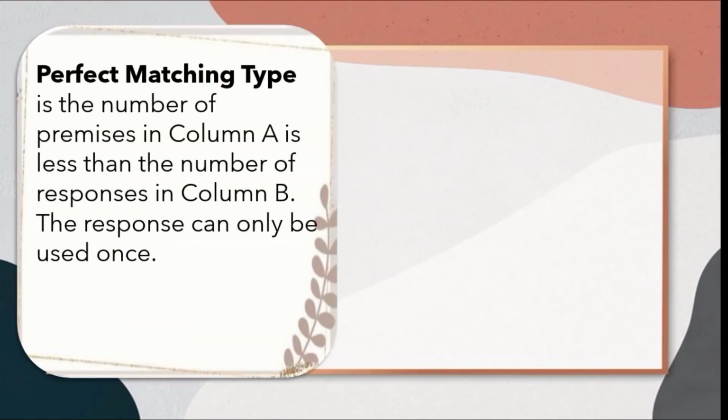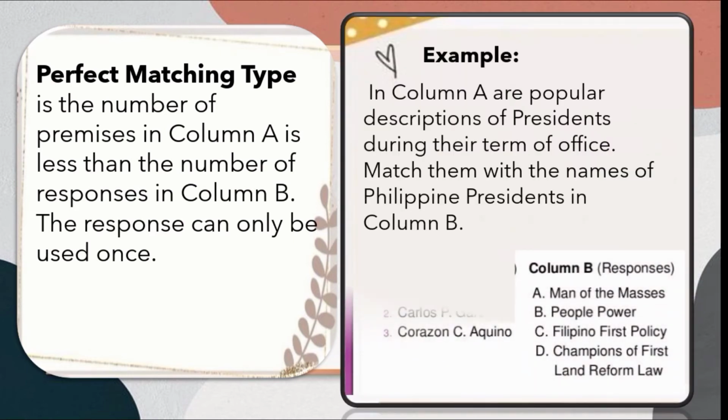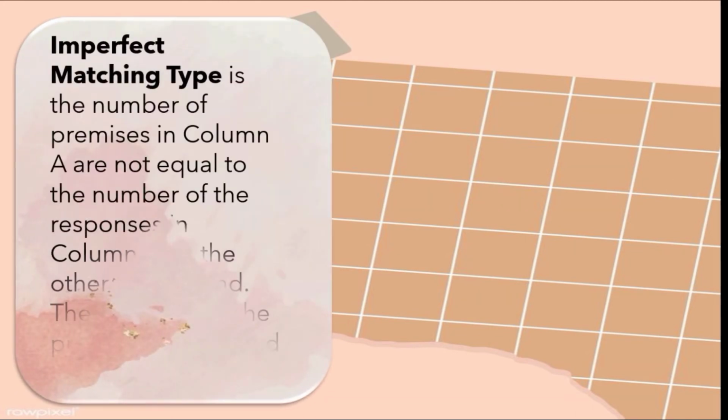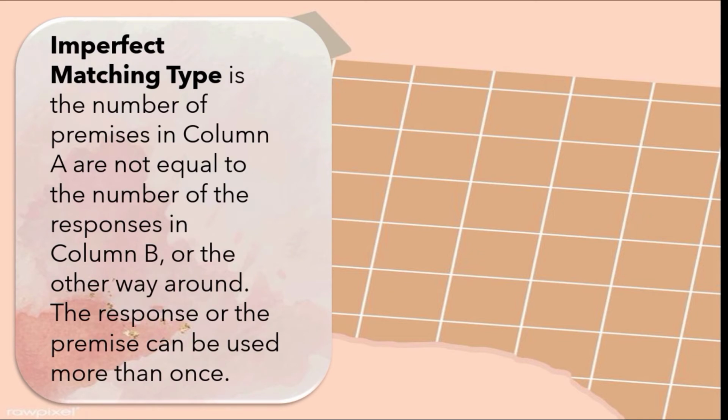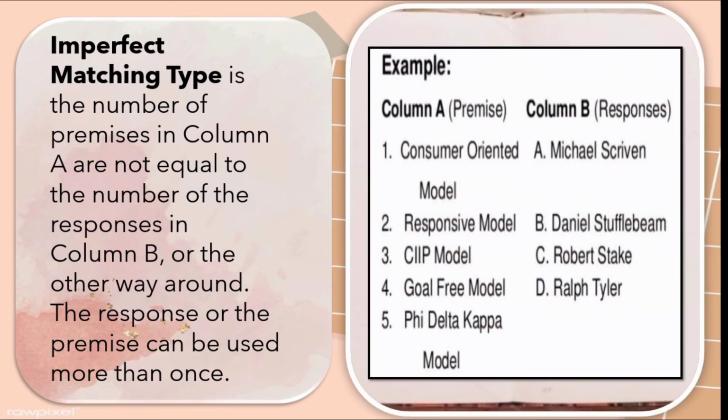And also the perfect matching type. So for you to understand it well, here is an example. In column A are popular descriptions of presidents during their term of office. So the number of premises in column A is less than the number of responses in column B. Then we have the imperfect matching type, where the number of premises in column A is not equal to the number of responses in column B, or the other way around. So look at this example.